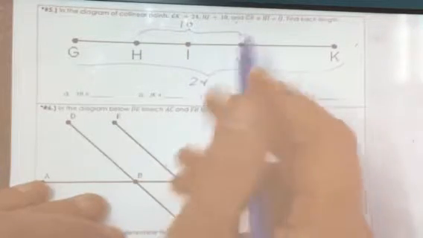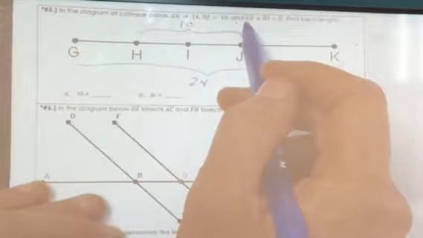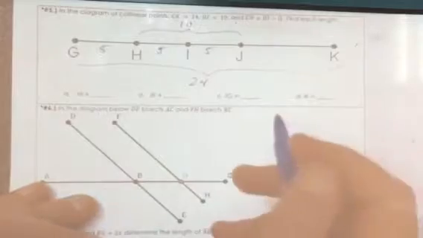GH congruent to HI, congruent to IJ. Find each length. So, HI congruent to IJ, so we'll say that something plus something that is the same equals 10. This is 5 plus 5 equals 10. Then GH is congruent to HI, so GH is 5.